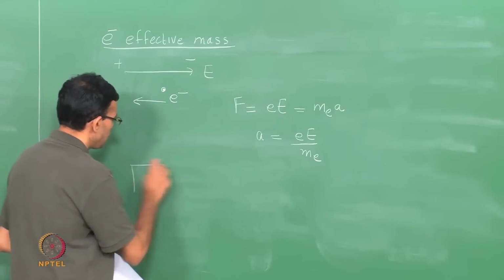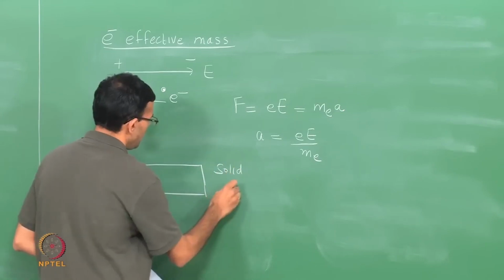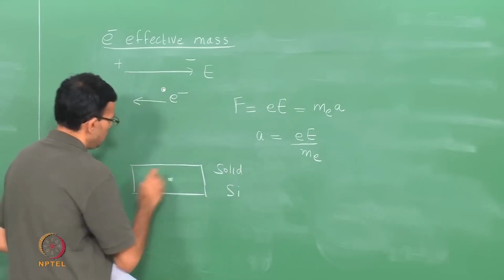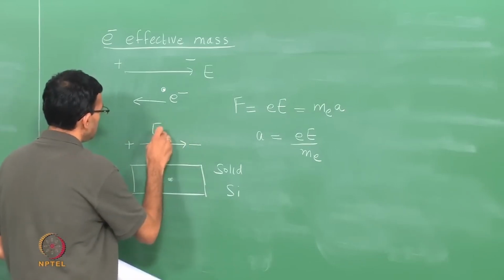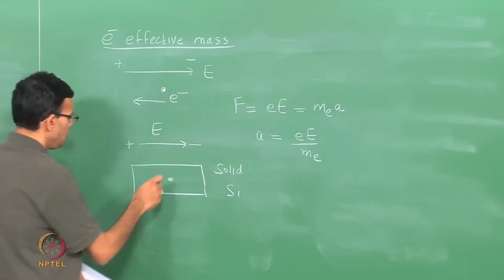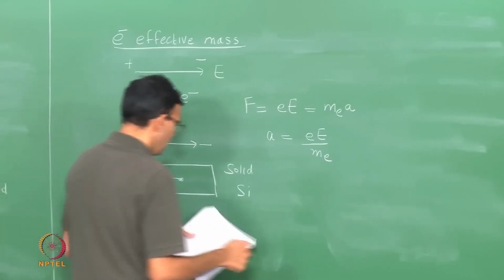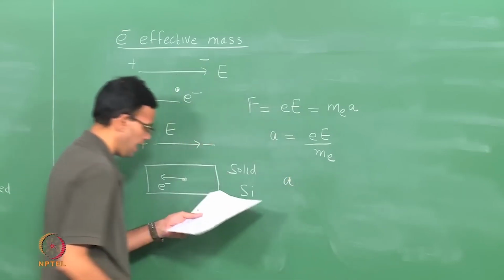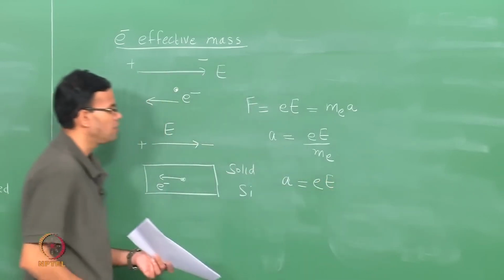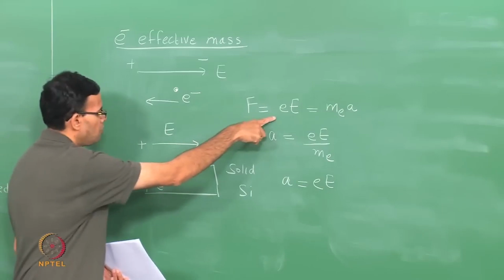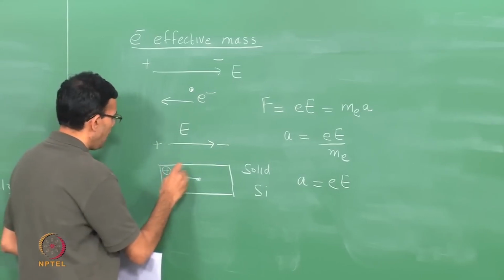What about an electron in a solid? Now, you have a solid, you can take this to be silicon, there is an electron here. Once again you apply an electric field going from positive to negative. So, the electron will accelerate opposite to the field. Now, if you try to write the acceleration of the electron, you have the term E e, which is the same as before. So, that is the effect of the external field, but you also have a solid where you have a lot of atoms.